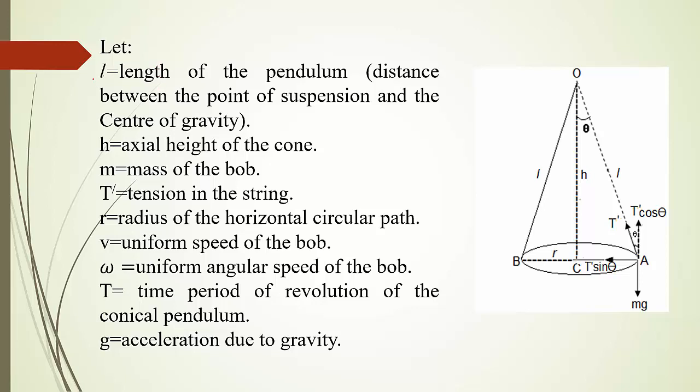We considered L as the length of the pendulum. What is L? L is the length of the pendulum, that is, the distance between the point of suspension and the center of gravity. Then H is the axial height of the cone. M is the mass of the bob. T is the tension in the string. Tension is also a type of force, right?